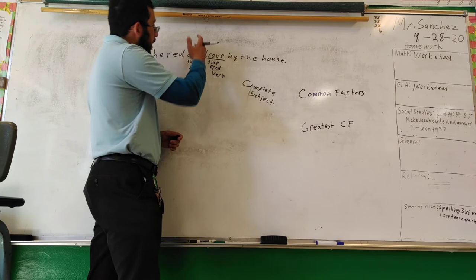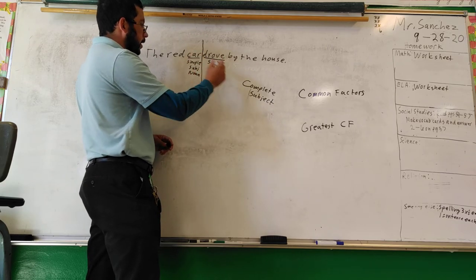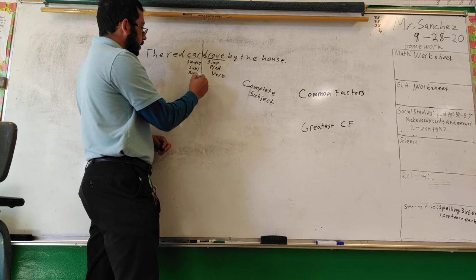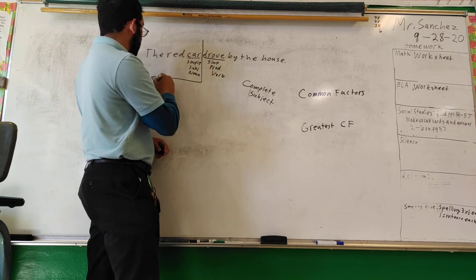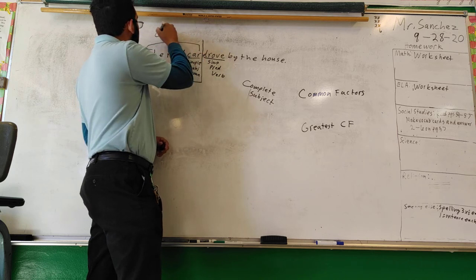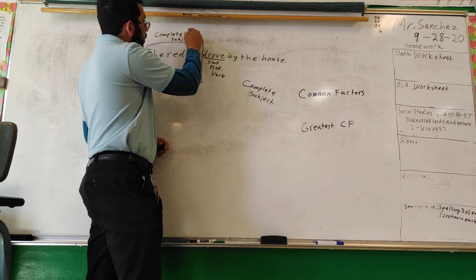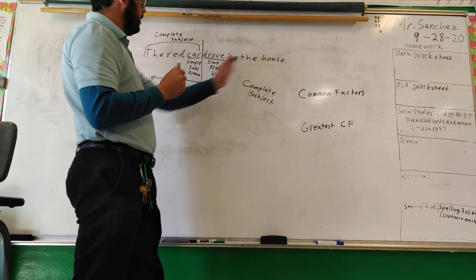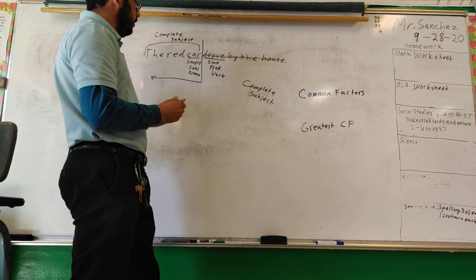So that being said, if you divide it, we'll see here the simple subject's on this side, the simple predicate's on that side. Thus, we know that the red car is the complete subject. So the red car here will be the complete subject. It has the simple subject with it, it has nothing of the predicates. This doesn't matter when we're looking for the complete subject.